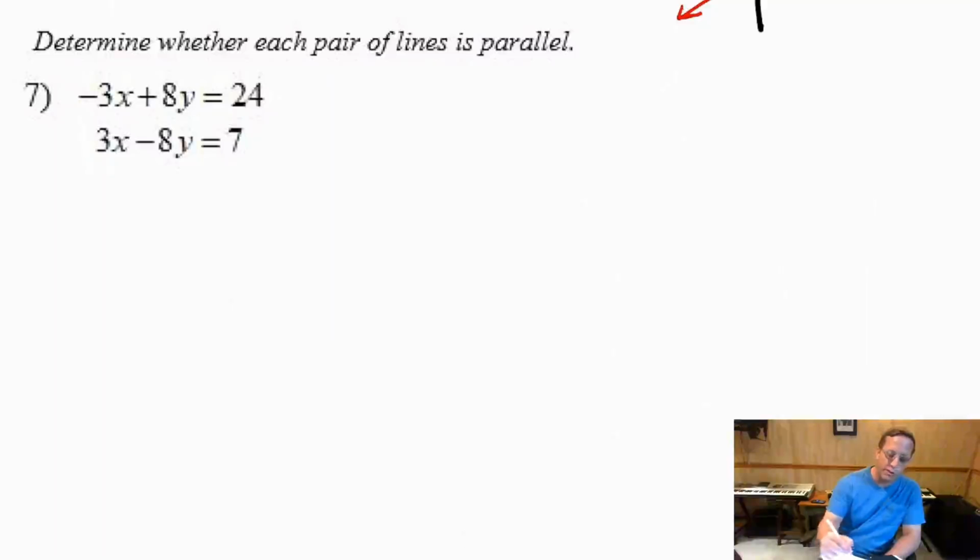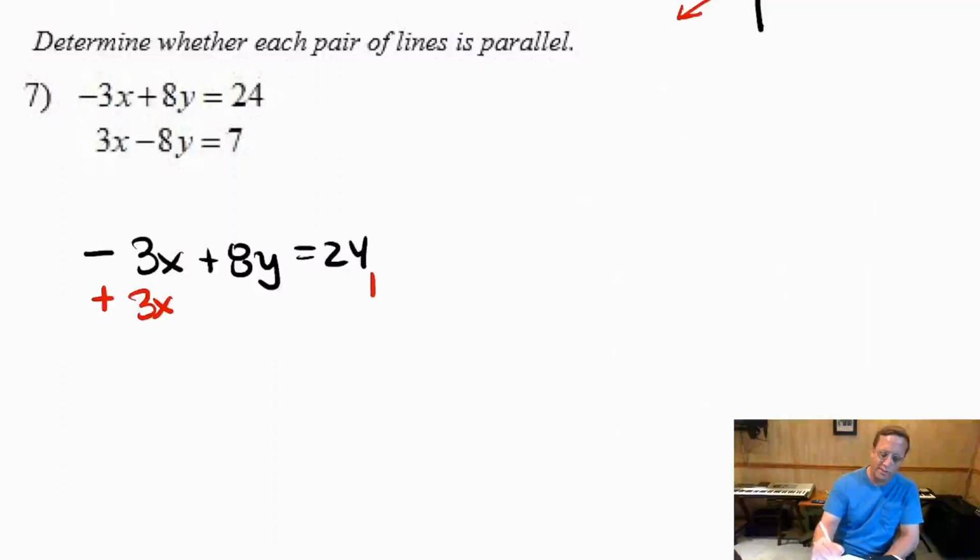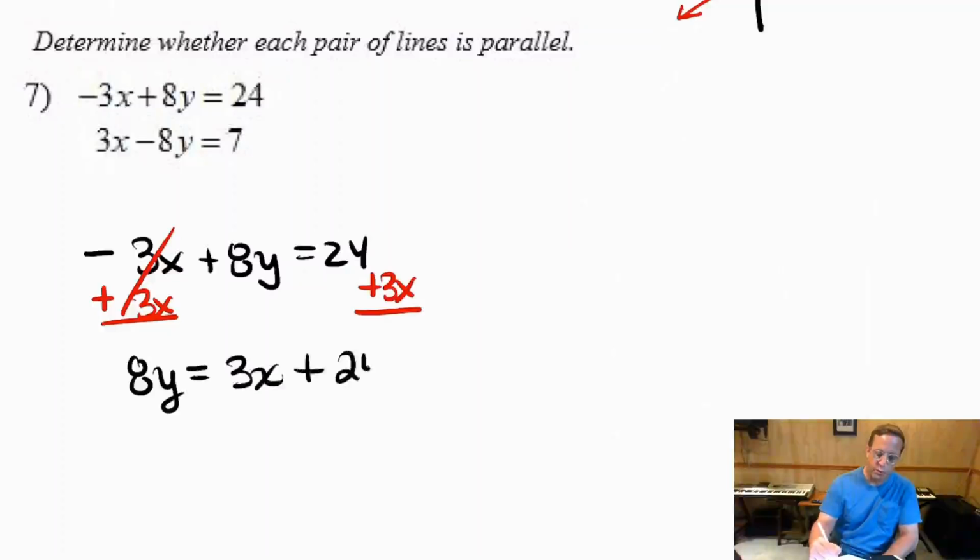If you have a pretty good idea of how slope-intercept works, that's all you need. So the first equation, let's go ahead and fix that up. We've got negative 3x plus 8y equals 24. Let's add 3x to both sides, and then I'll rewrite it. Now I've got 8y equals 3x plus 24.